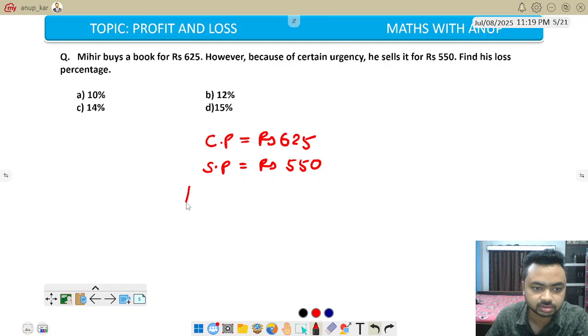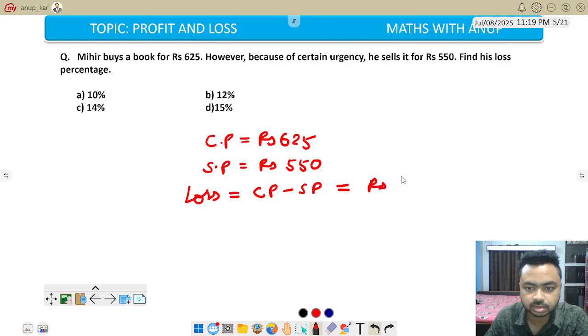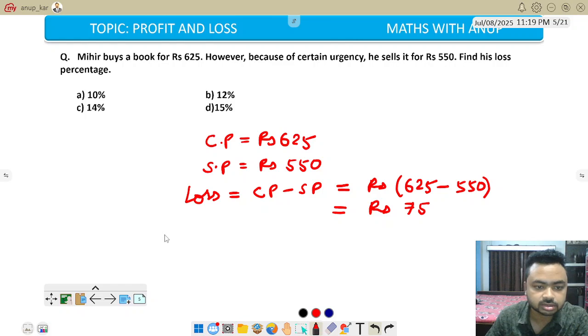First of all, let us find out the loss. So what will be my loss? Loss will be CP minus SP, which is equal to rupees 625 minus 550, which will come out to be how much? It will come out to be rupees 75.